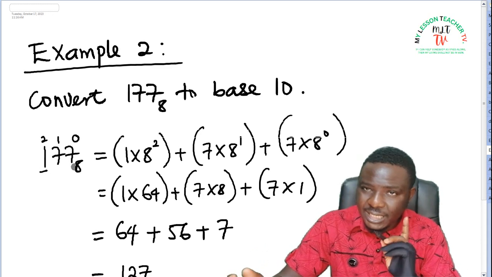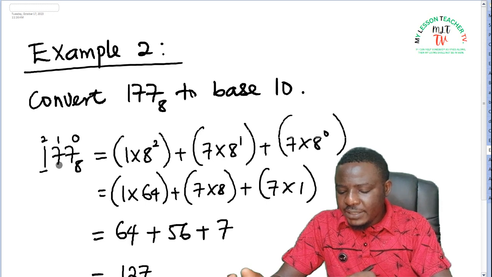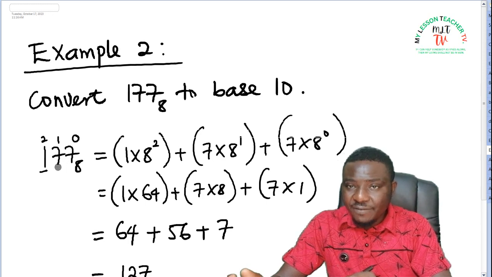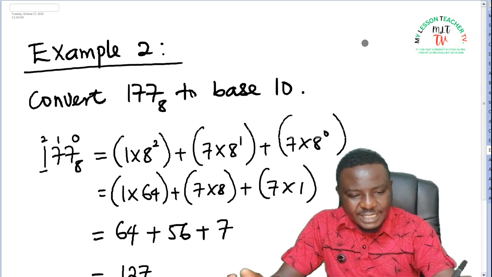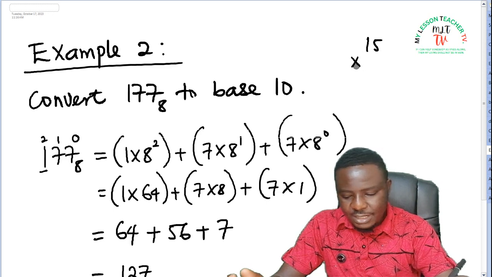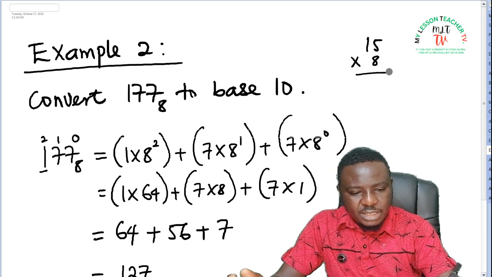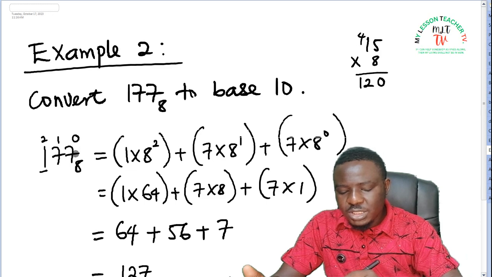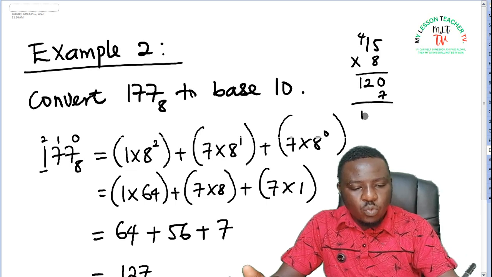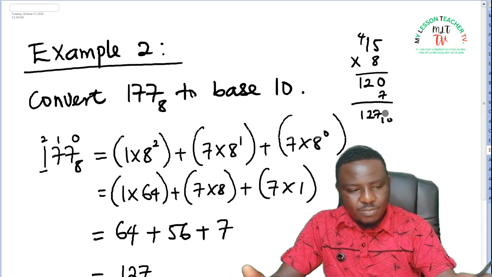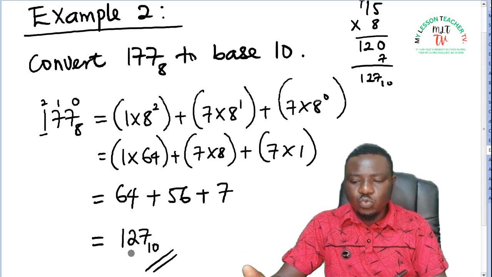1 times 8 is 8. 8 plus 7 is 15. 15 times 8: 8 times 5 is 40, you write down 0 and carry 4. 8 times 1 is 8, plus 4 is 12, which is 120. 120 plus 7 gives you 127 in base 10. And 127 is what we got.